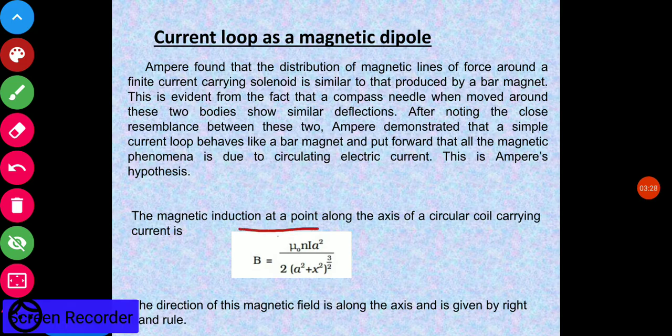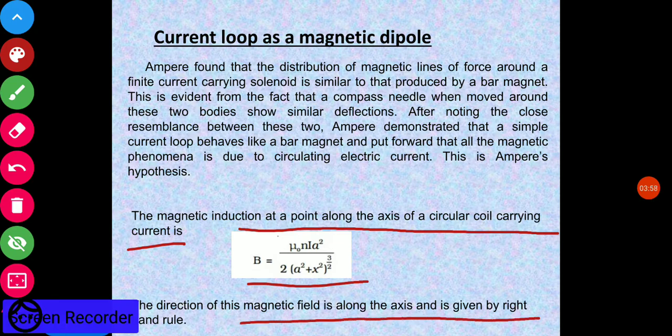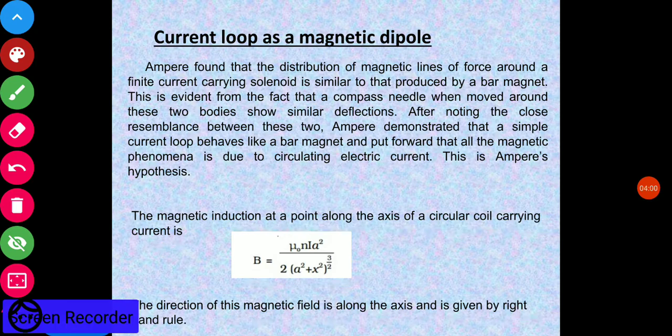The magnetic induction at a point along the axis of a current carrying coil we have discussed in the previous lecture. We have calculated the value of the magnetic field: B is equal to mu naught N I A square upon 2 (a square plus x square) raised to power 3 by 2, where a is the radius of the coil and x is the point on the axis of the current carrying coil. The direction of this magnetic field is along the axis and is given by the right hand thumb rule.